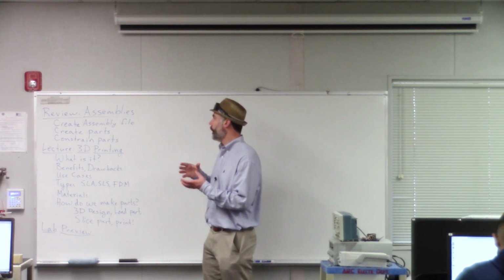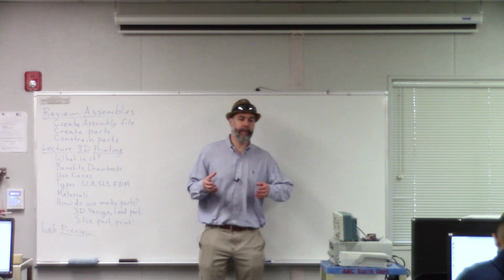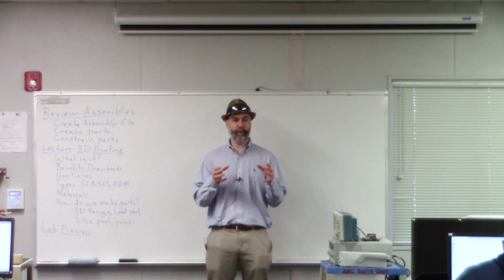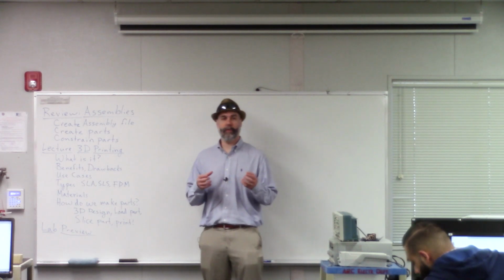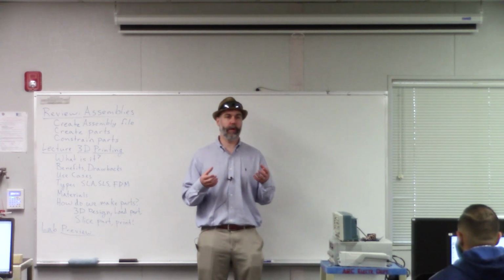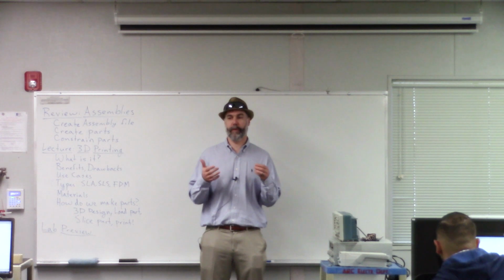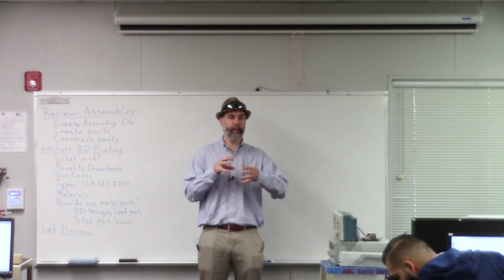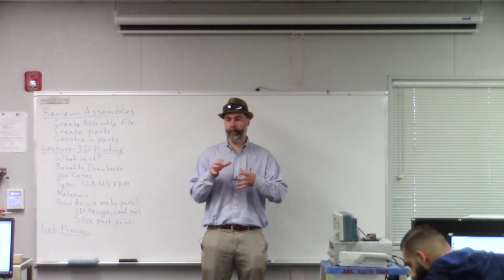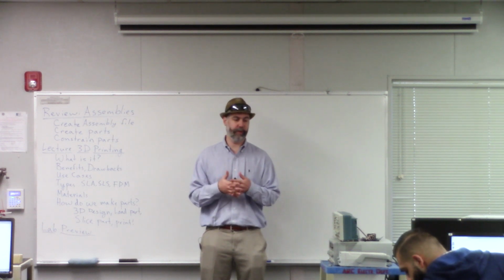Assemblies are these files in Inventor where you can take two or more parts and put them together. So we did an example where we made a little model car. So we had three different components. We had the body of the car, the axle, and then the wheels. And we put those all together into one model that was an assembly.